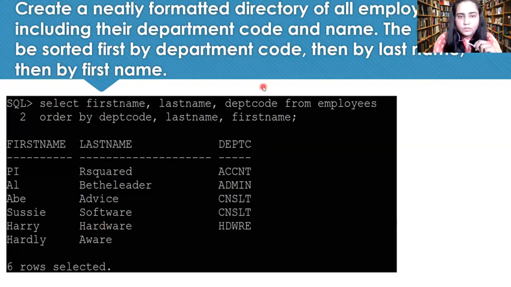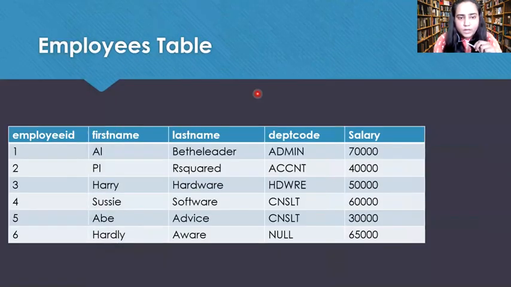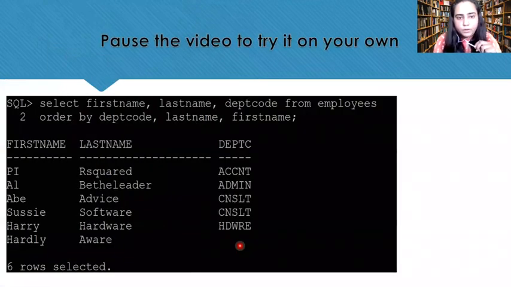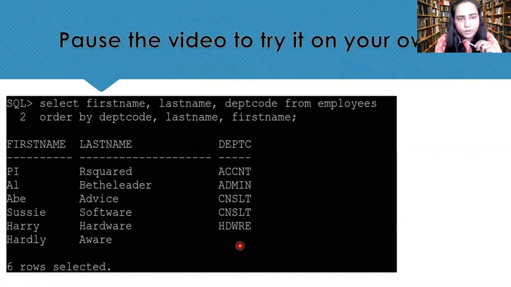So this is how you can perform the order by clause, and you can obviously verify that using this table right here. There are 6 employees and these many department codes, and you know how it got sorted. So you can verify it from this table if you would like to. You can go ahead and perform this query.